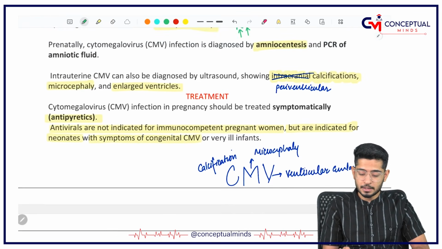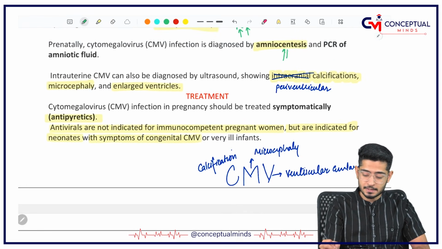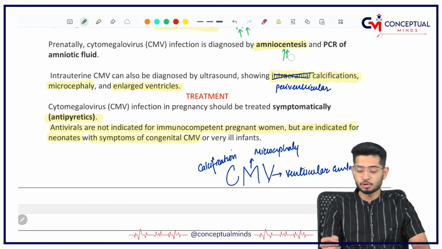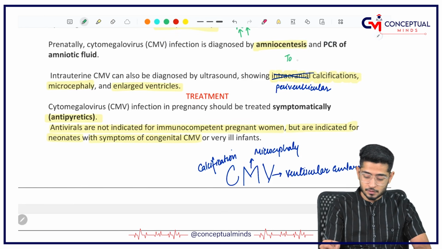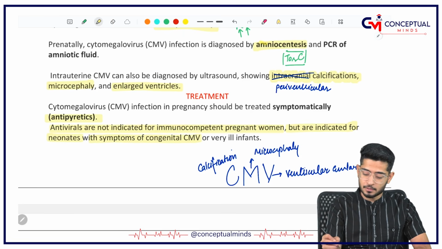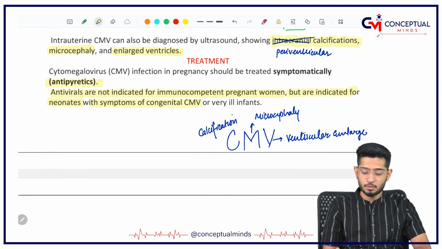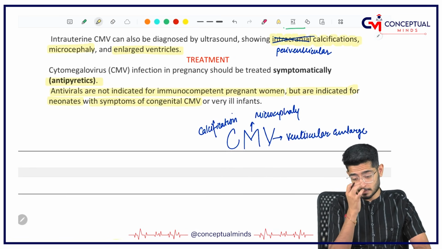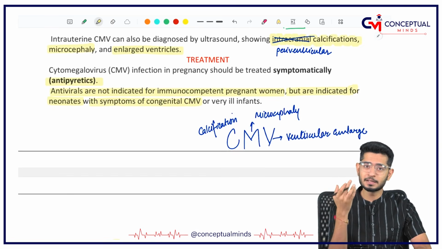Coming on to the next part, that is amniocentesis. Yes. So do you remember toxoplasma as well as rubella? So TO, toxoplasma, and then your cytomegalovirus. Both of them are going to be diagnosed by amniocentesis. Then you have got some investigations. Rather, I should say, you have got the clinical features.